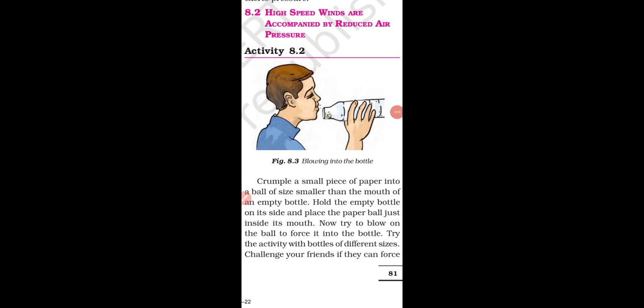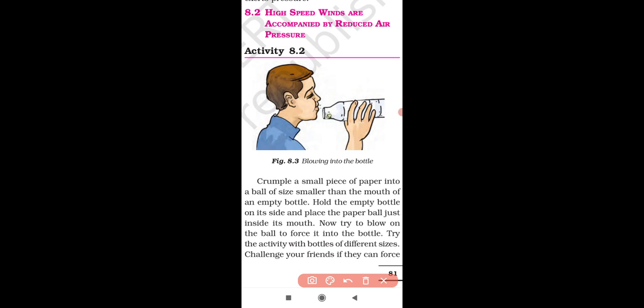See in this figure, this boy is trying to blow the air into the bottle. See, the paper ball is kept in the neck of the bottle, over here. Have you seen?